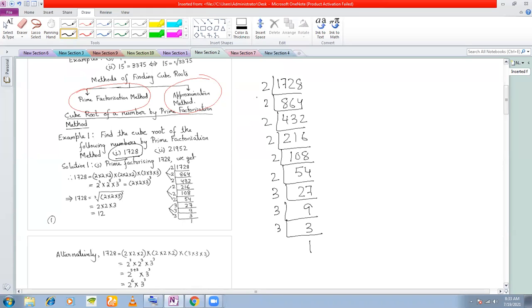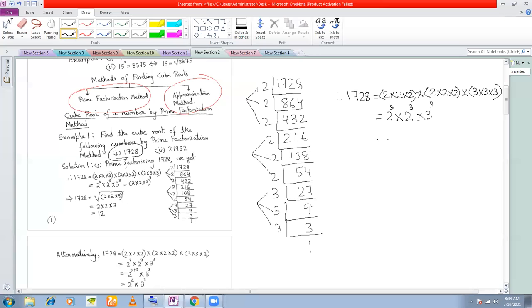So now what you see here is, group them as triplets. One triplet, second triplet, third triplet. So what has been written here? That means 1728 in terms of triplets is 2 cube into 2 cube into 3 cube, which can be written as 2 into 2 into 3 whole cube.